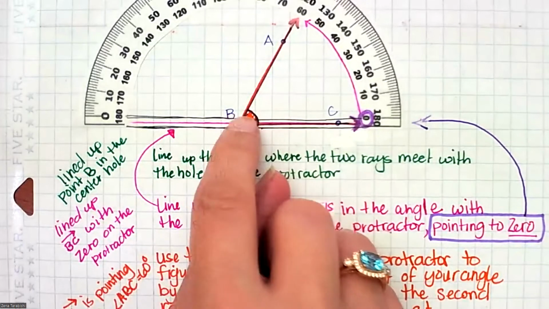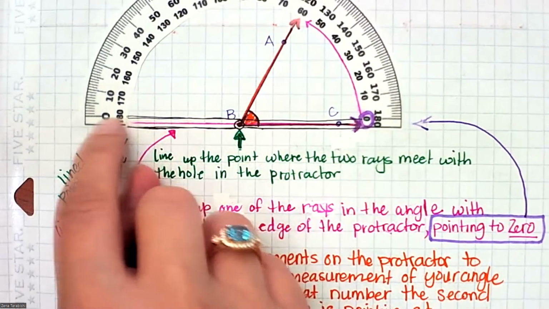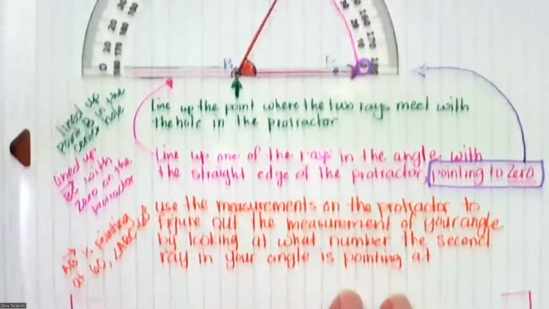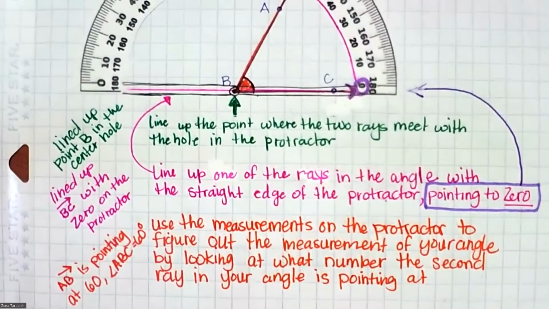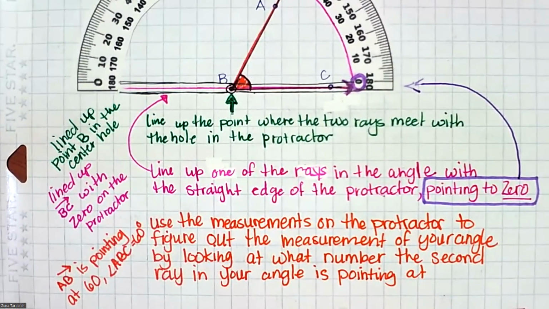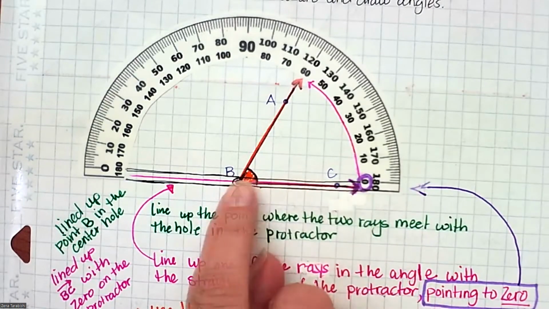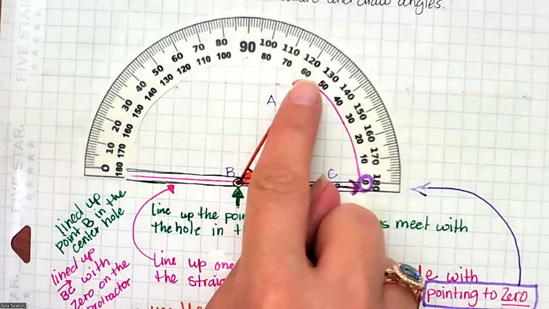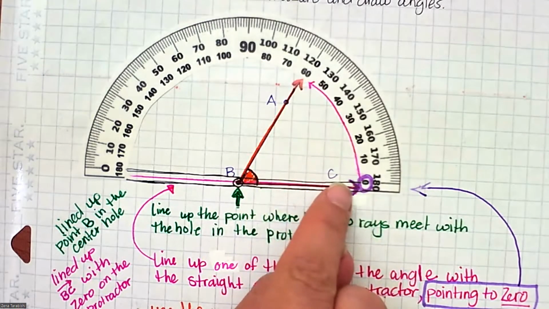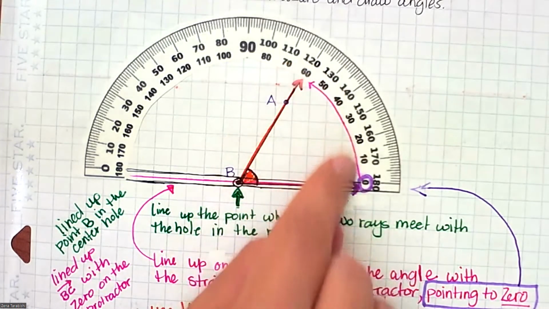Now, if your ray is starting on this side, then you'll point towards this 0, and we'll get to that in a minute. So you use the measurement on the protractor to figure out the measure of your angle by looking at what number the second ray in your angle is pointing at. So over here, BC, we have pointing at 0. So ray AB over here is pointing at 60. So it's telling me that this measure right here is 60 degrees.